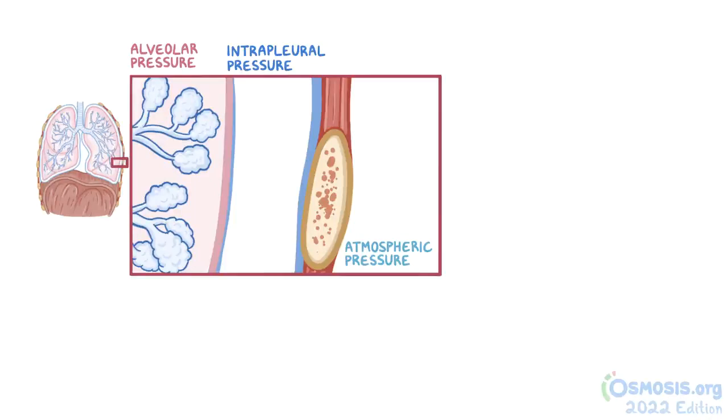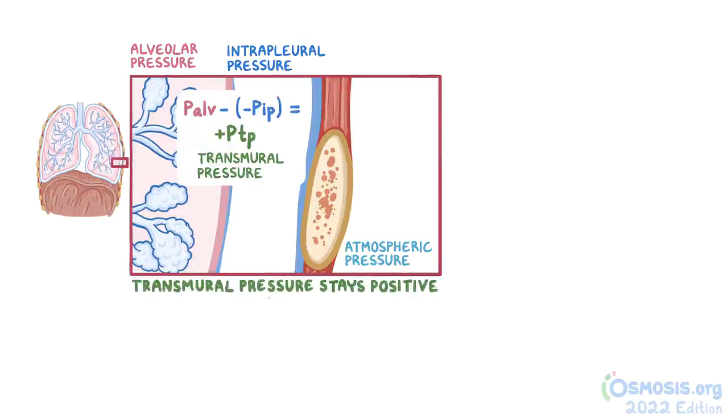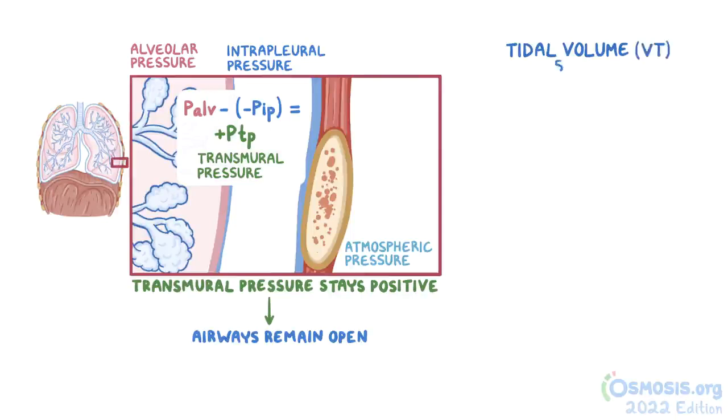Intrapleural pressure is usually negative compared to the alveolar or atmospheric pressure, and this is important because the alveolar pressure minus the intrapleural pressure gives the transmural pressure. As long as the transmural pressure stays positive, the airways remain open throughout all of the phases of the breathing cycle.